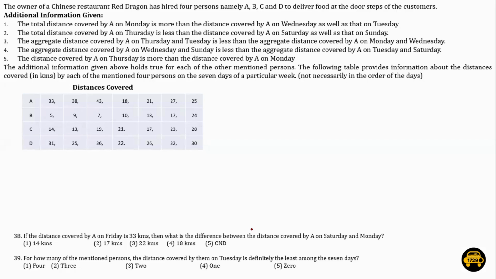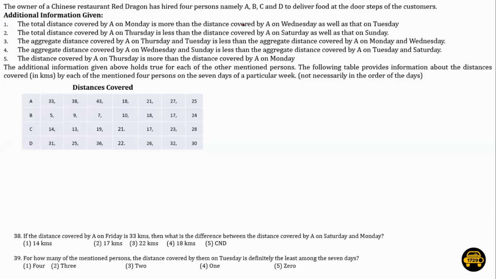Okay, guys. So let's have a look at this check. Now let's read the information first. The owner of a Chinese restaurant, Red Dragon, has hired 4 persons, namely A, B, C, and D, to deliver food at doorsteps of the customers, right? Now we have some additional information.